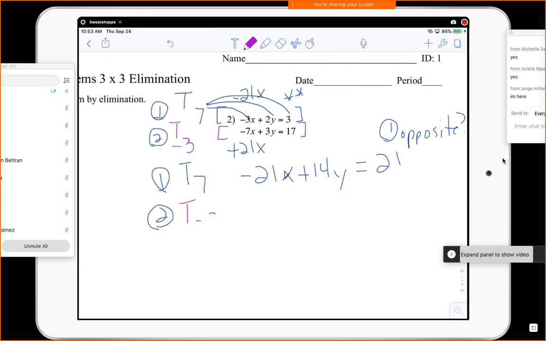Negative 3 times positive 3 is negative 9y equals, I don't know, 17 times 3. That's 30, 40, 51. I did that without making a funny noise.